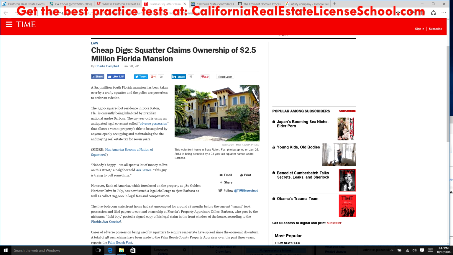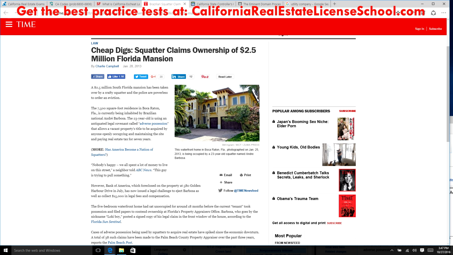Now, in Florida, it looks like it's 7 years. I think in California it's less. It's probably 3 to 5 years. But again, these are really detailed technical knowledge that you don't need to know for the California real estate exam. But know that this is adverse possession.